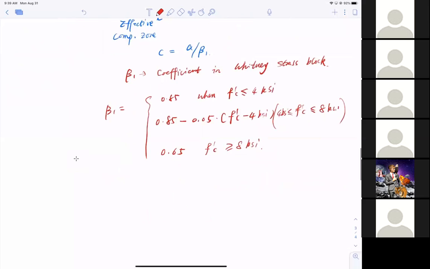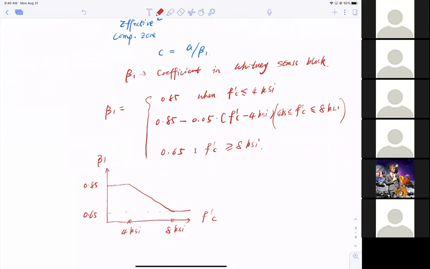If I want to draw this equation out, I have beta 1 in terms of f'c. This is 4 ksi, this is 8 ksi, then beta 1 equals 0.85 and 0.65, and in between you just have a linear interpolation. Oh, my horrible linear line here. So this is what beta 1 looks like.